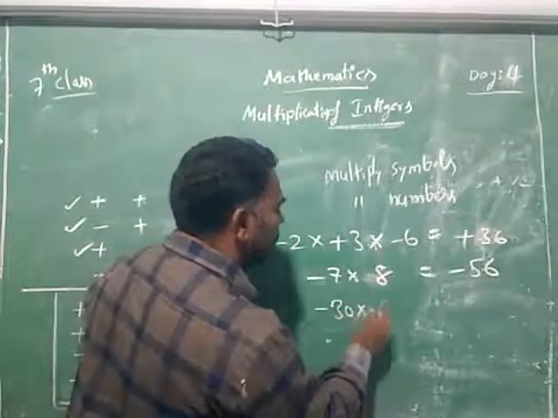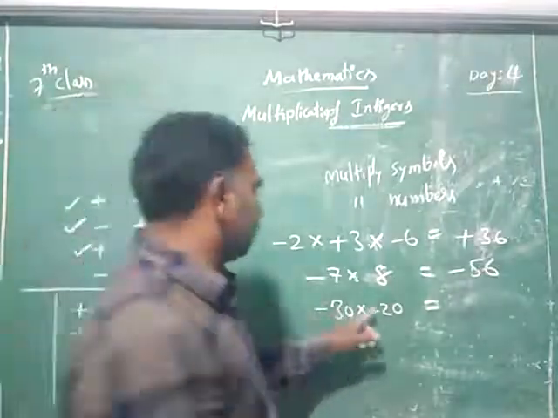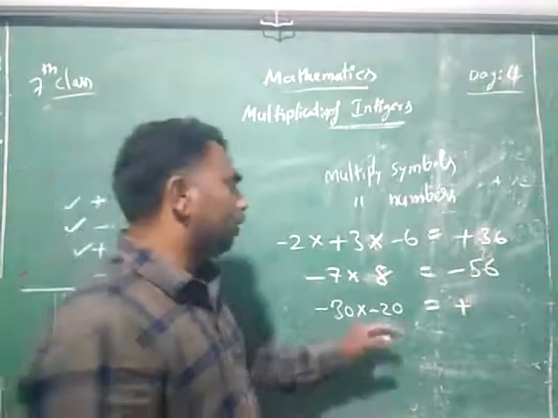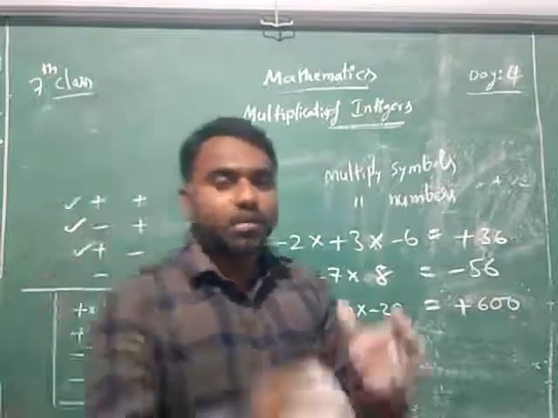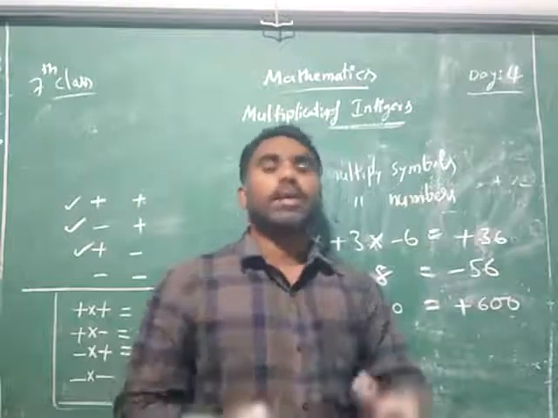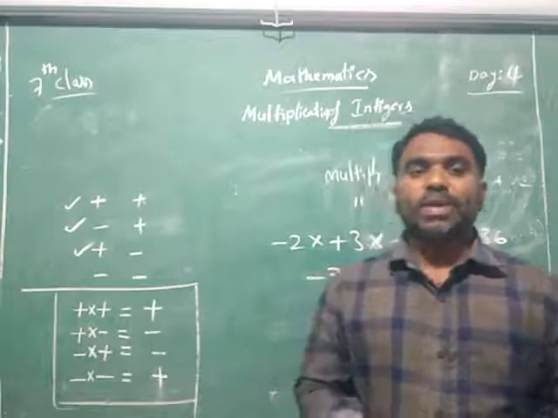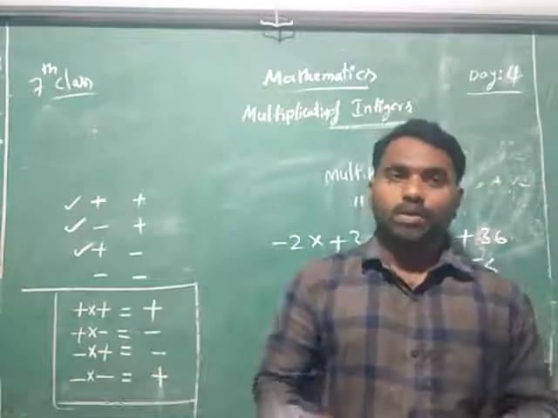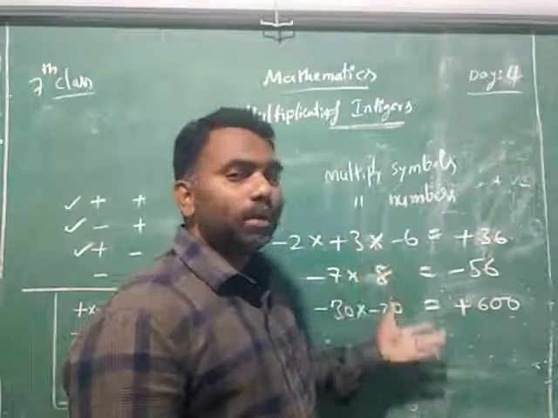Minus 30 into minus 20. First we need to multiply the symbols. Minus into minus will become plus. Next we need to multiply the numbers. 30 20s are 600. So you can remember that multiply the symbols and write the symbol. Multiply the numbers and write the number. By using this table, multiply the symbols, then multiplication is very easy. Whatever I have said, the basics, if you forgot, no problem. Finally, one thing you remember: multiply the symbols and then multiply the numbers.